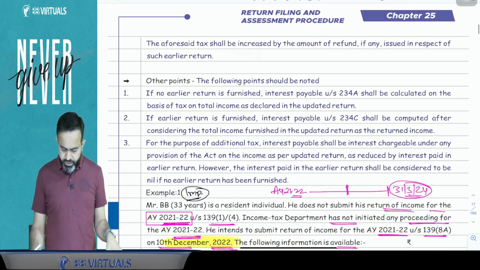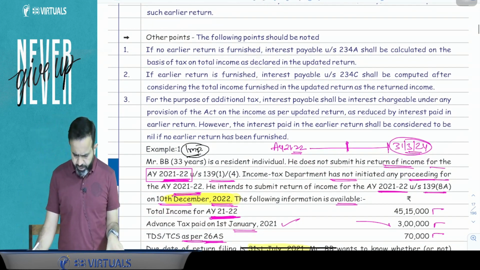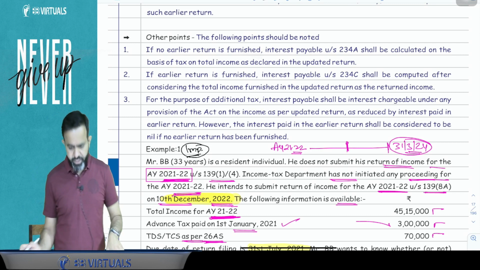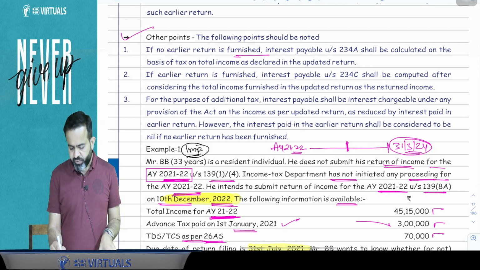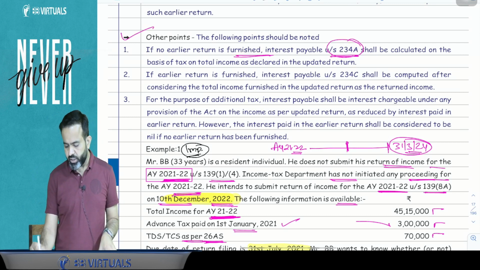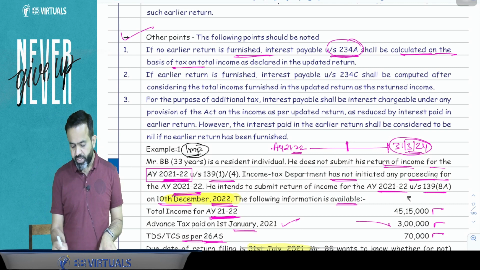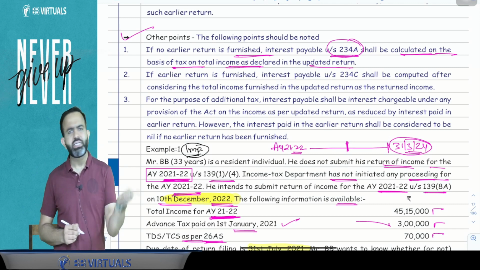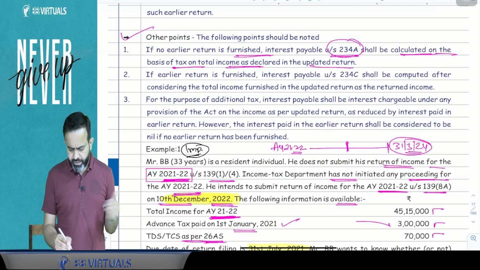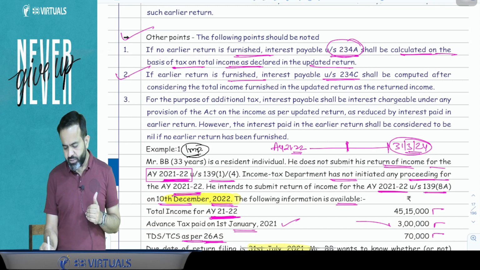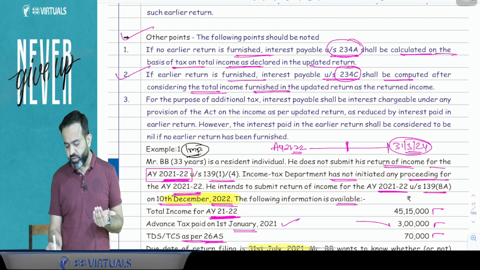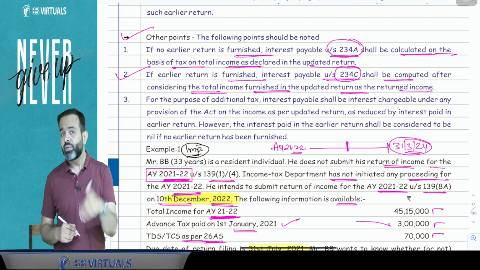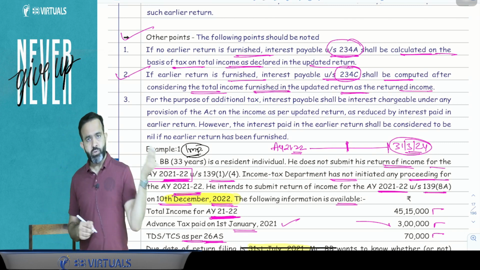Now there are some other points also. The following points should be noted. If no earlier return is furnished, then interest payable under section 234 shall be calculated on the basis of tax on the total income as declared in the updated return. We already considered that. If an earlier return is furnished, interest payable under section 234 shall be computed after considering the total income furnished in the updated return as per the return income. We already did that. 234C also changes in the updated return.